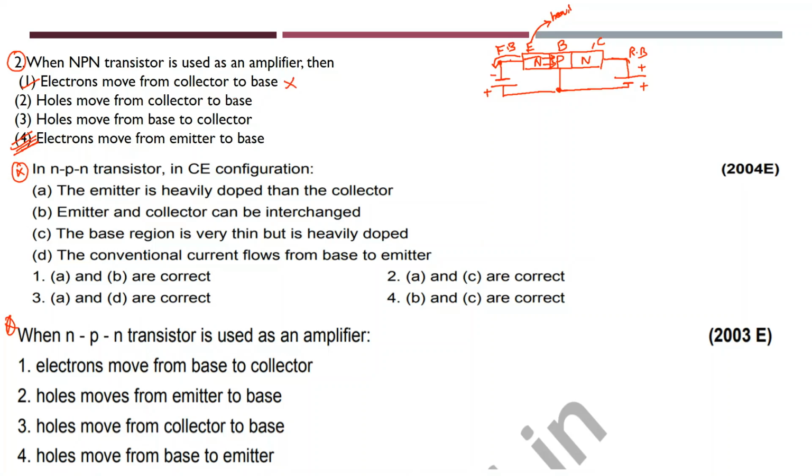What is the next option? Holes move from collector to base. This is the collector and this is the base. Holes moving from collector to base is not possible because here the base is positive and here also the base is positive. Positive will repel.